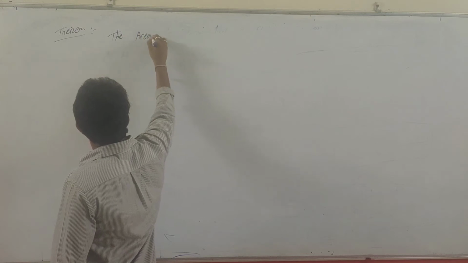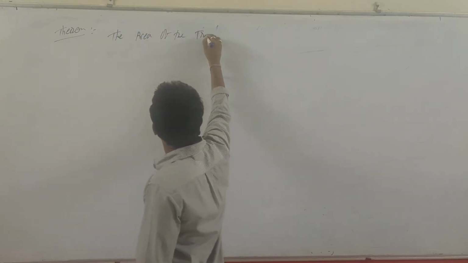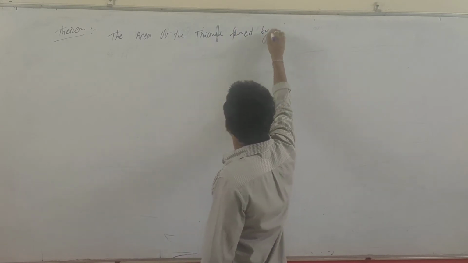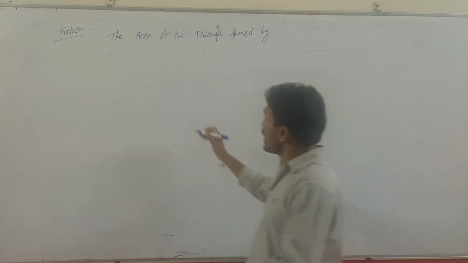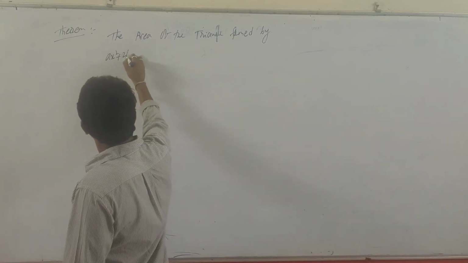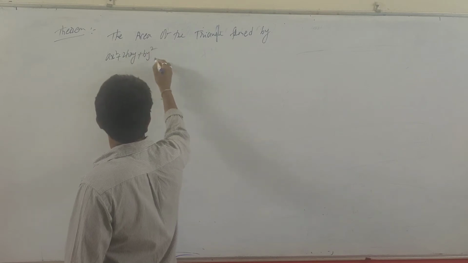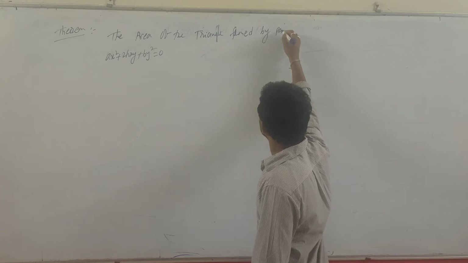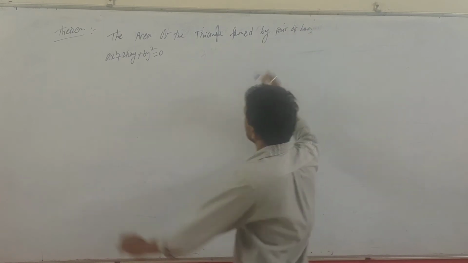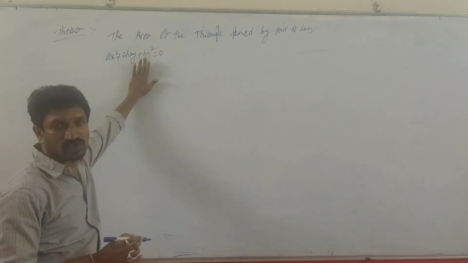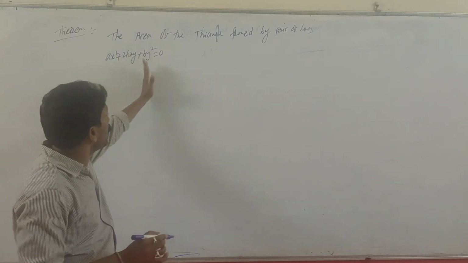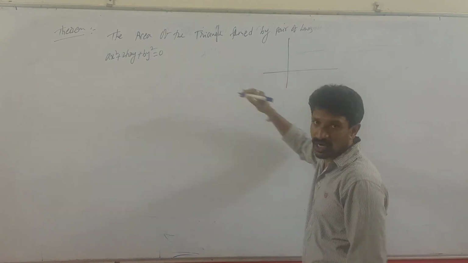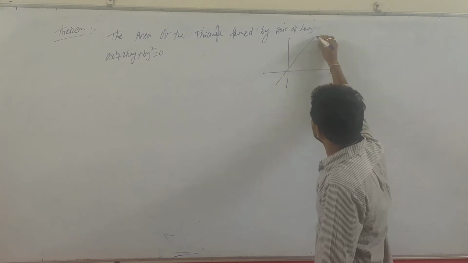the area of the triangle formed by ax square plus 2hxy plus by square is equal to 0, formed by the pair of lines. So with a pair of lines, how is it possible? Suppose here you have the pair of straight lines passing through origin. It may be going like this.